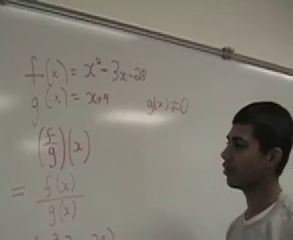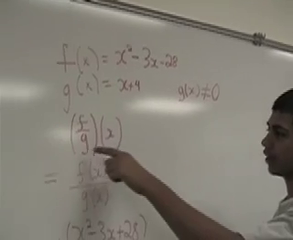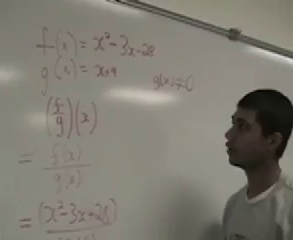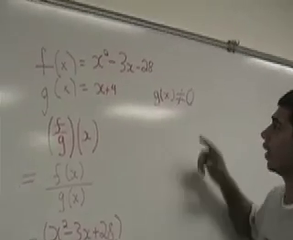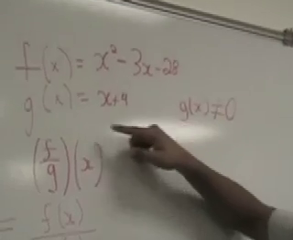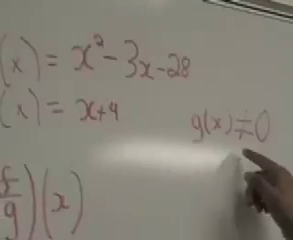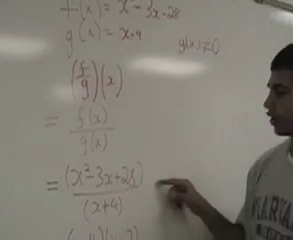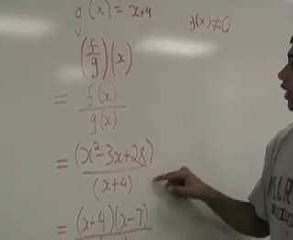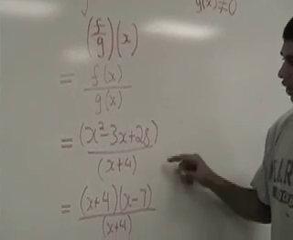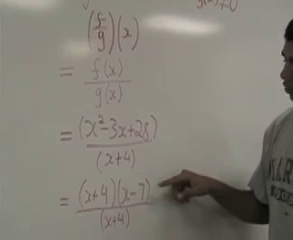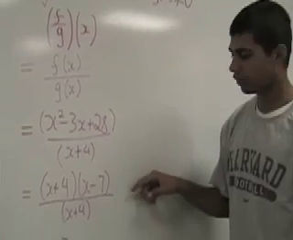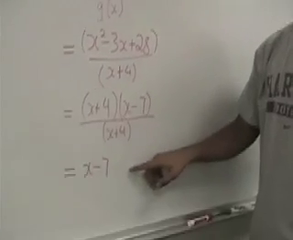When working with the division operation of functions, you see that f divided by g of x is equal to f of x divided by g of x. When f of x equals x squared minus 3x minus 28, and g of x equals x plus 4, where g of x cannot equal 0, simply substitute the values in. You see x squared minus 3x minus 28 over x plus 4. When factoring x squared minus 3x minus 28, you get x plus 4 times x minus 7 divided by x plus 4. After simple canceling out, the answer becomes x minus 7.